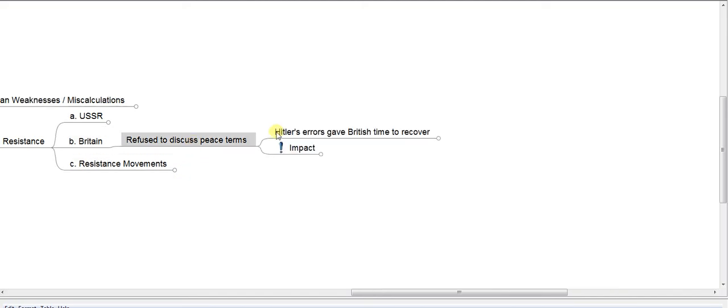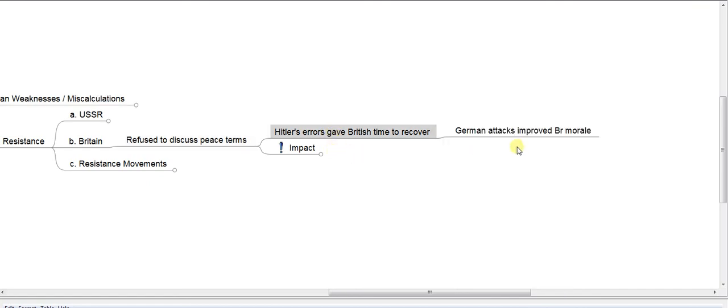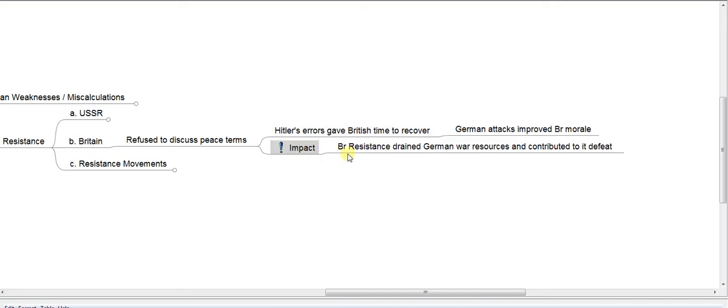And Hitler's errors, like I said, during the Battle of Britain, gave the British time to recover. Although the Germans thought that as they attacked the cities, people's morale would go down, it actually improved the British morale and made them want to fight even harder, so it had the opposite effect. The British continued to resist effectively, and the longer they resisted, the more it drained German war resources and later contributed to its eventual defeat. And when America came into the picture to support the British, it was very disadvantageous for the Germans.